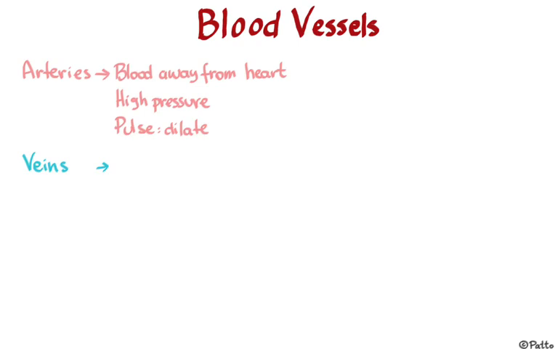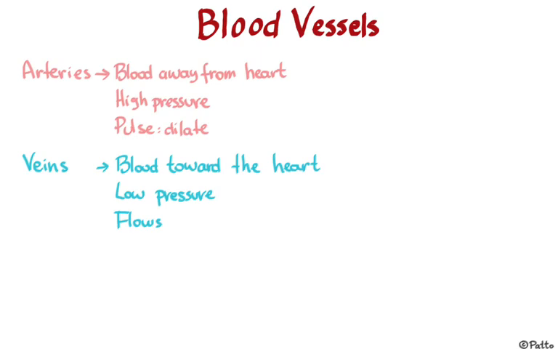Okay. Veins, on the other hand, are a different kind of blood vessel. They are equivalent to arteries, but instead of moving blood away from the heart, they move blood towards the heart. So basically, in veins, the blood is going to be returning to the heart after passing through different parts of the body. It's going to have a low pressure because it has been in a very, very big network of capillaries, and then it is draining back like a slow river flowing into the heart again. So the blood there is going to be flowing, not pulsing or dilating.